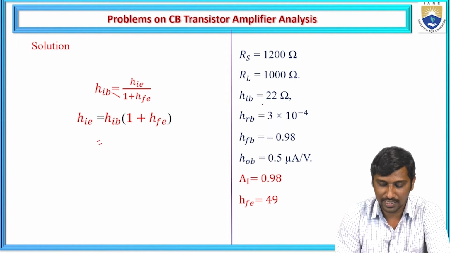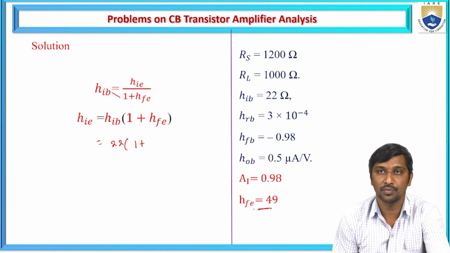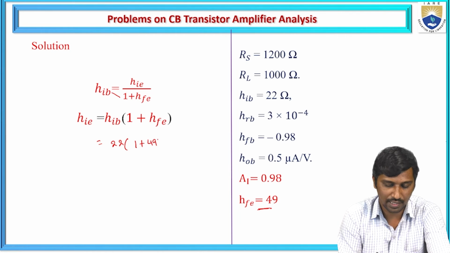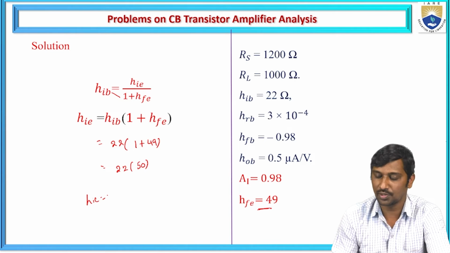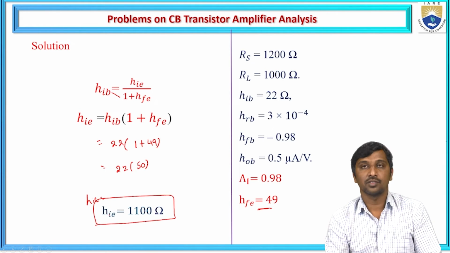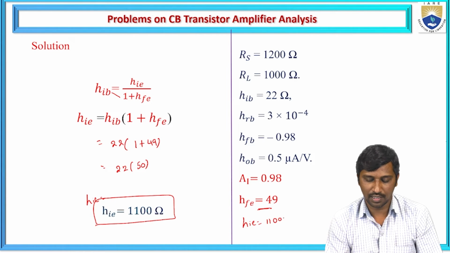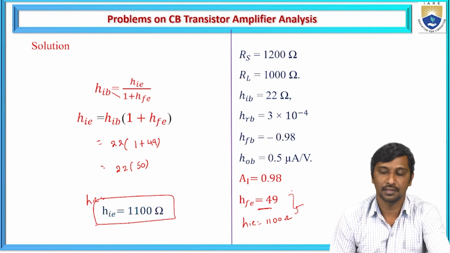We know this HIB is 22 ohms, and 1 plus HFE, where we just observed the HFE value is 49, so this is 22 into 50. Then this HIE value gives 1100 ohms. So based on these parameters, we now have the HIE and HFE values. HFE we got is 49 and HIE we got is 1100 ohms. Now by using these two parameters, I'm going to calculate the input impedance and voltage gain parameters.